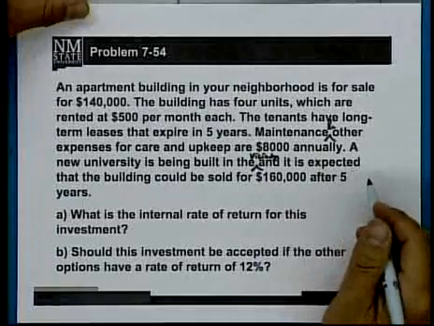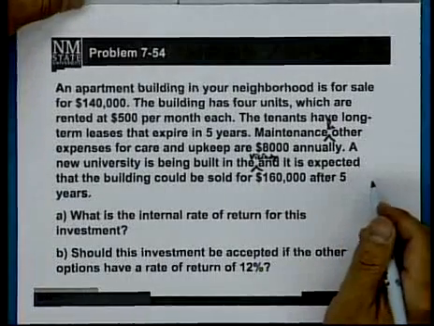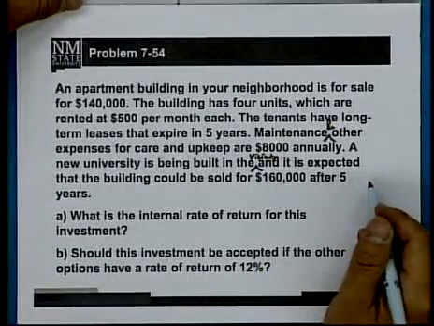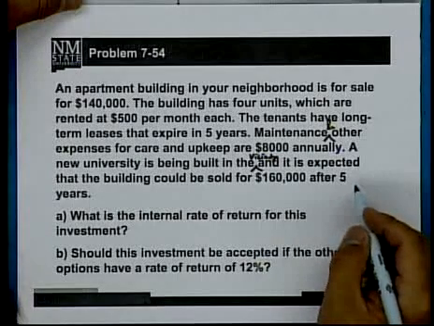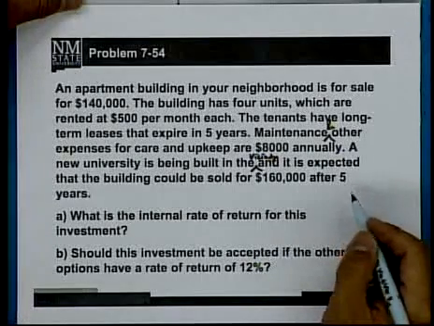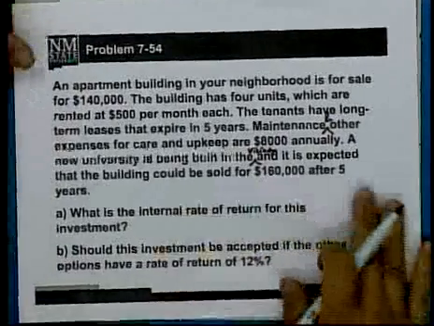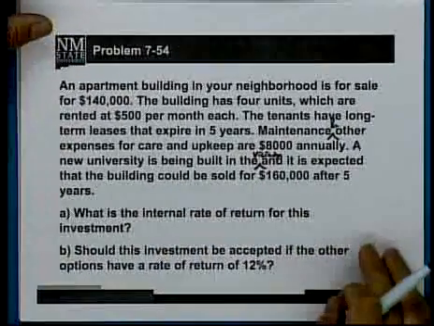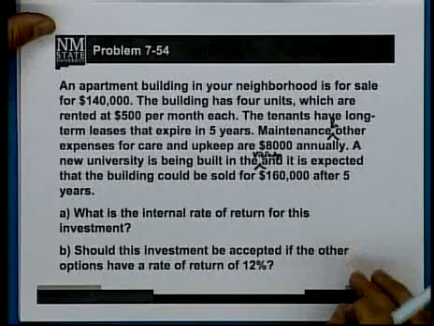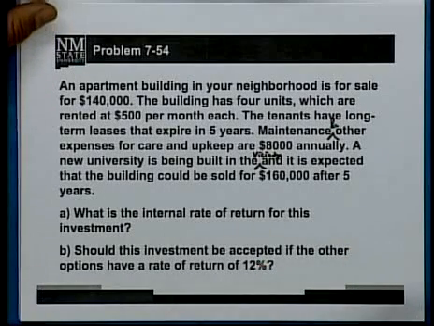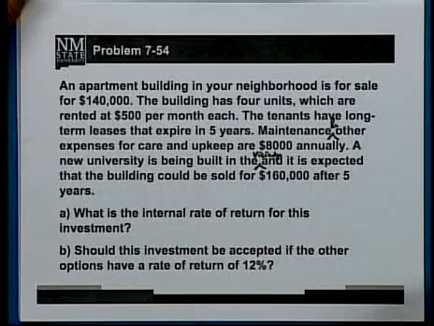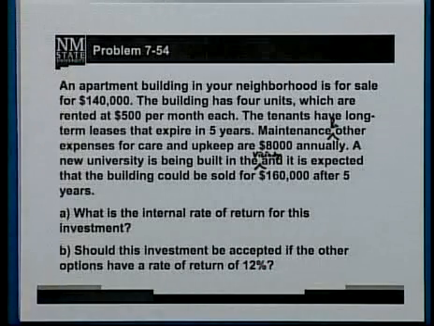and it is expected that the building could be sold for $160,000 after 5 years. Then we are required to answer these 2 questions. What is the internal rate of return for this investment? And should this investment be accepted if the other options have a rate of return of 12%?